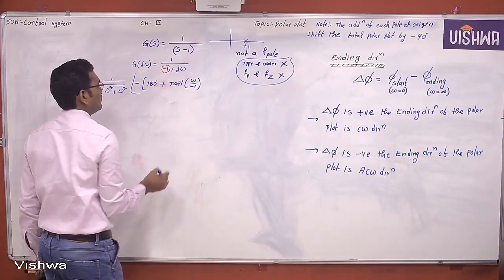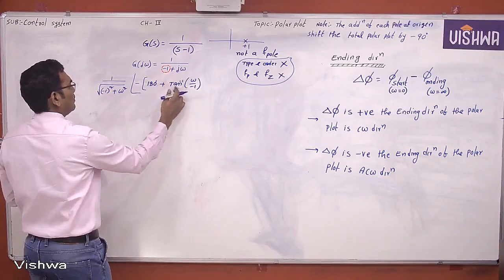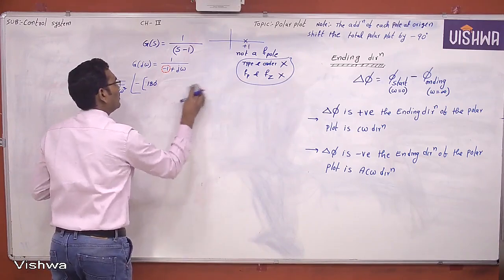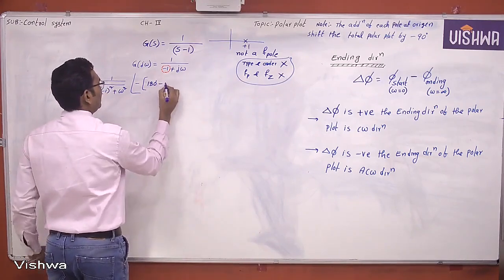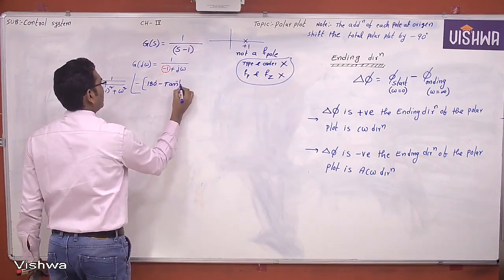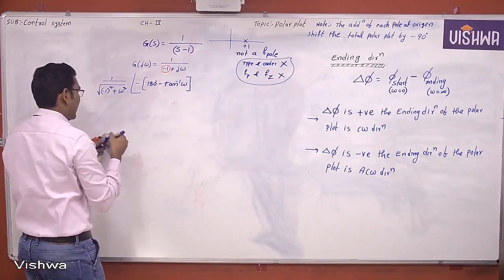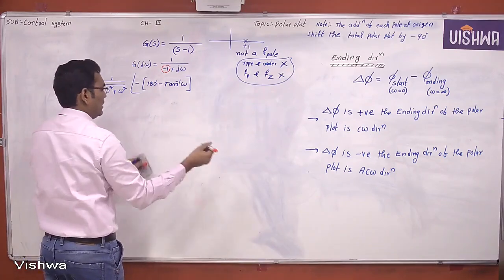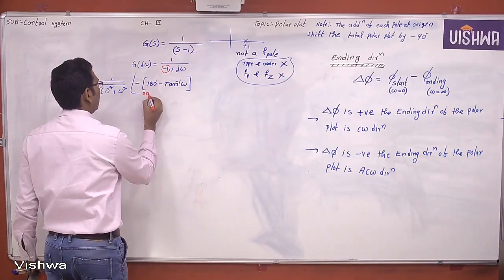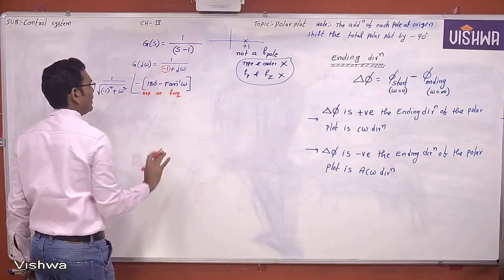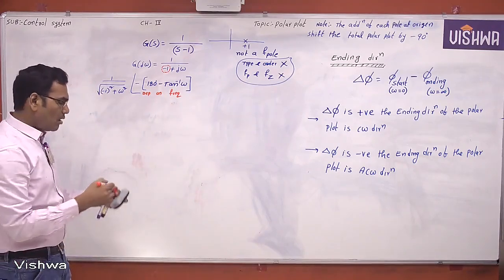Real part is minus 1. Therefore, this is tan inverse of minus omega, which is minus tan inverse omega. Therefore, this is nothing but 180 degrees minus tan inverse omega. But this total is in the denominator, therefore, minus. Again, the phase angle depends upon frequency. Therefore, the polar plot is not a straight line. It is a long path.